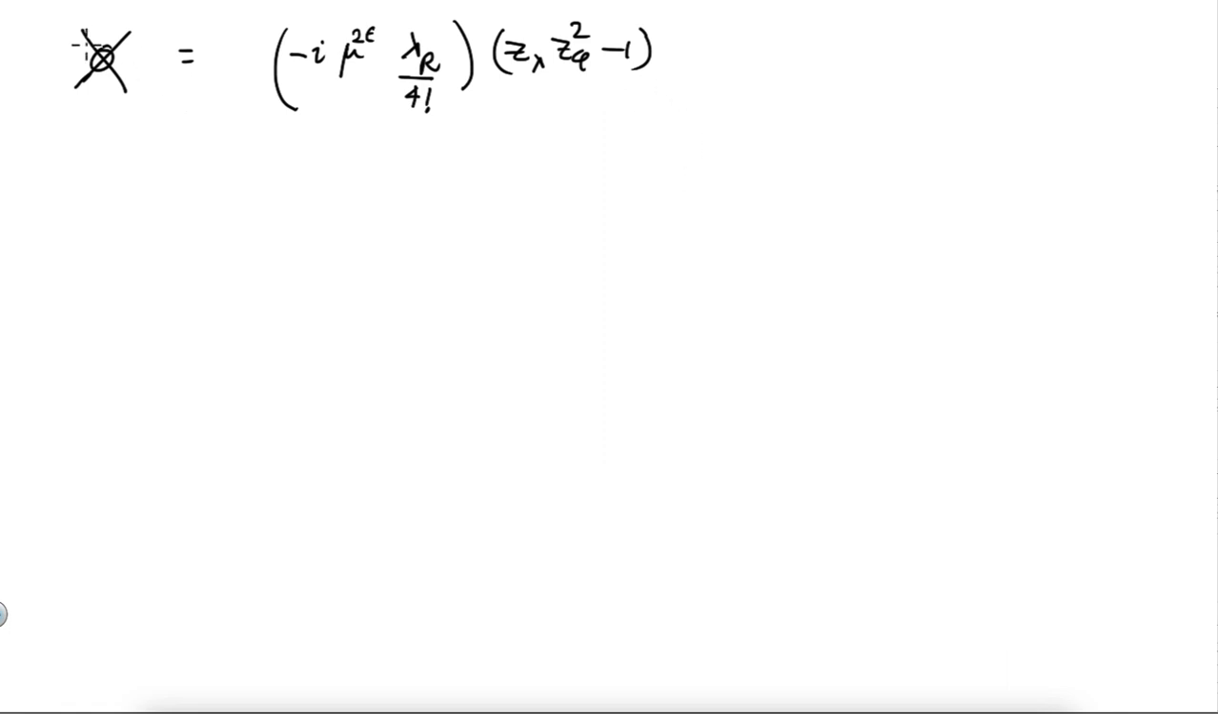Okay, good. But then you have to have combinatoric factor, which is 4 factorial, because if you look at this vertex and you want to connect this P1, P2, P3 and P4, okay, this one can go to any of the 4, then the second one can go to any of the 3, then any of the 2, then 1. So that's 4 factorial. Okay. And then you also have 1 over 2 factorial, because we are at order lambda r square, okay, in the perturbation theory.